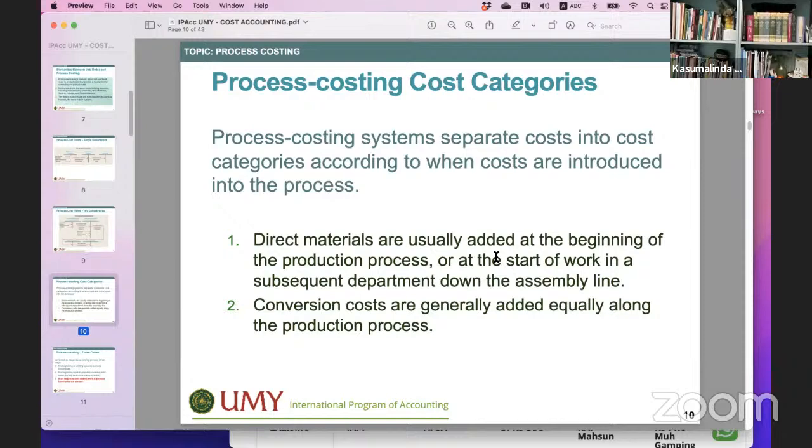equivalent unit later. Okay, and the second component, the conversion costs, are generally added equally along the production process. Okay, this is very important. The point here is very important. It is usually added equally, uniformly, evenly along the production process. Okay, so these are two assumptions usually we use under process costing.